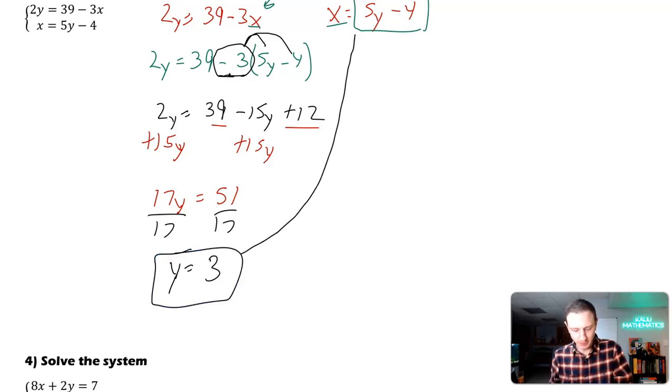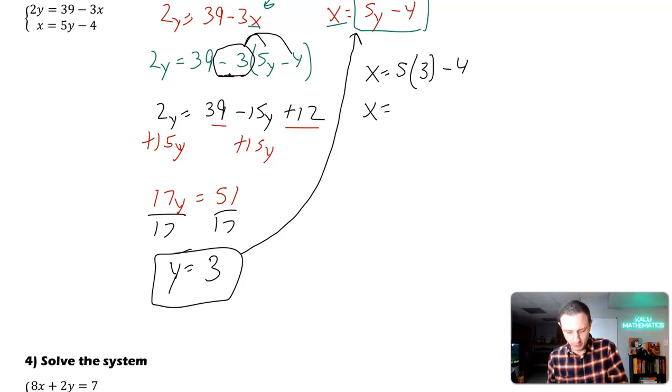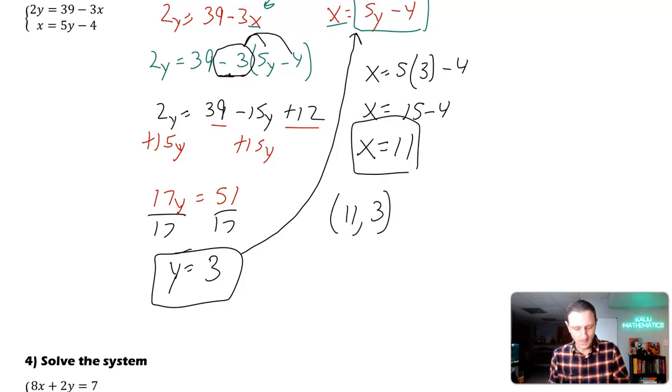I'm going to substitute it into here. X equals 5 times the y value of 3 minus 4. X equals 15 minus 4. X equals 11. So I get the ordered pair 11, 3.